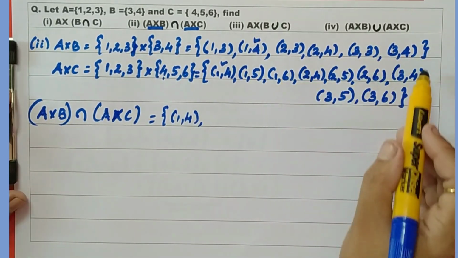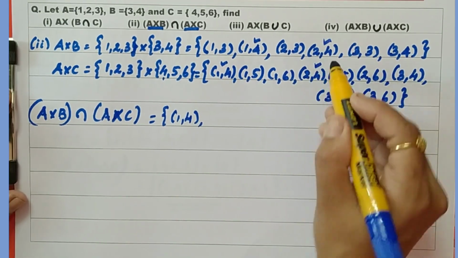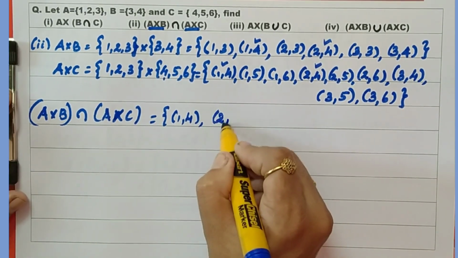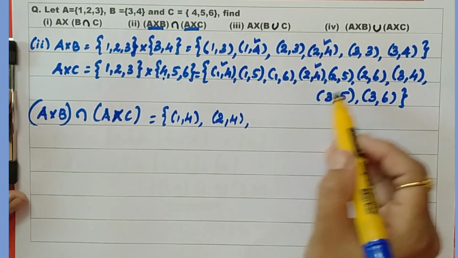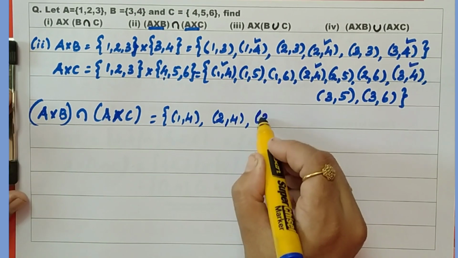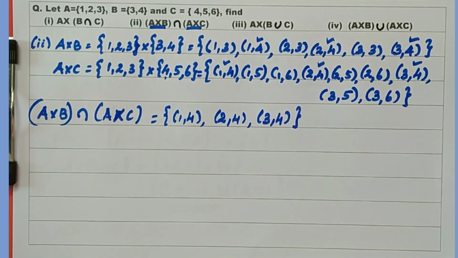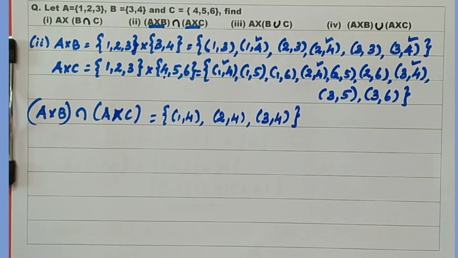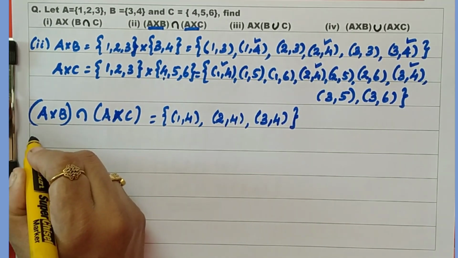Then is (2, 3) here? No. (2, 4)? Yes, (2, 4) is common between them. Then is (3, 3) in the set A cross C? No. But (3, 4) is here. So A cross B intersection A cross C equals {(1, 4), (2, 4), (3, 4)}. Now I am going to do the third question.